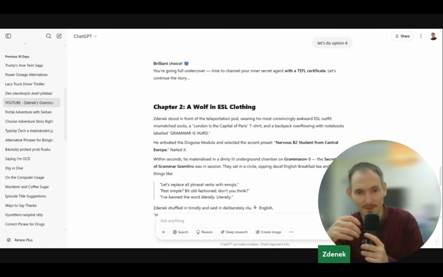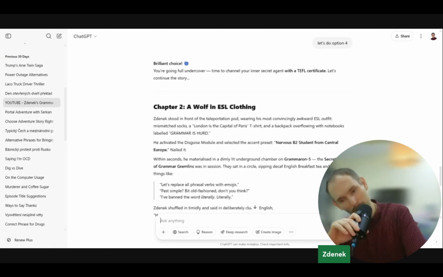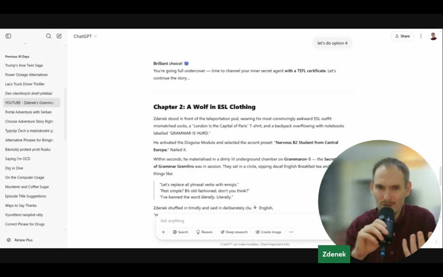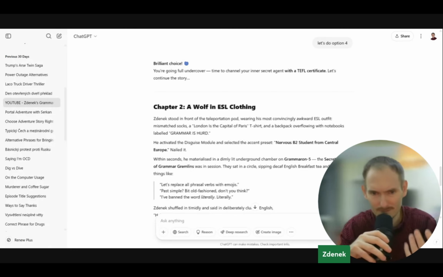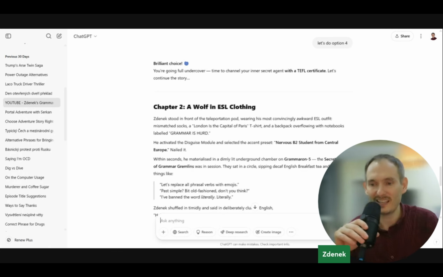For that title. Zdenek stood in front of the teleportation pod. Now, pod can refer to the podcast, but it's also like, let's say, the teleportation capsule or device. Yeah, it's sometimes used as well for something like that. Wearing his most convincingly awkward ESL outfit. I like the combination of convincingly awkward. That sounds like an oxymoron.